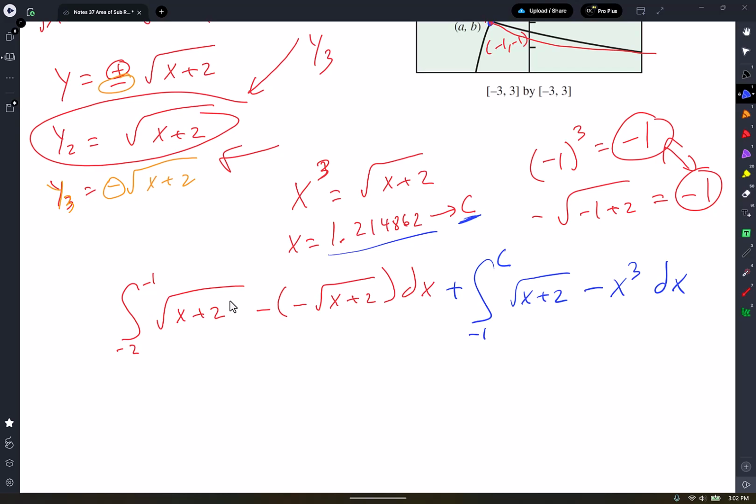Okay, quick question. When you subtract the negative square root x plus 2, isn't that, why do you do that?